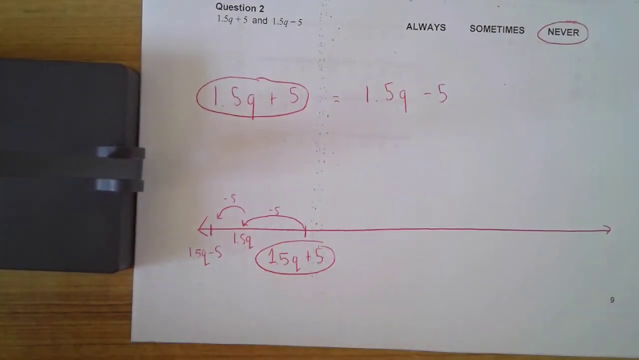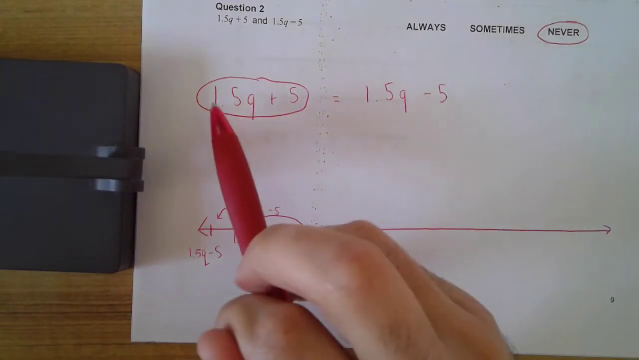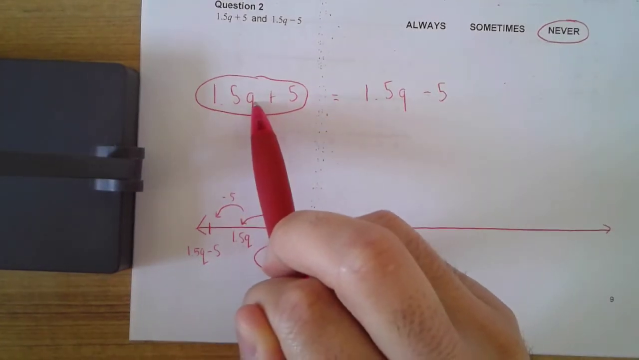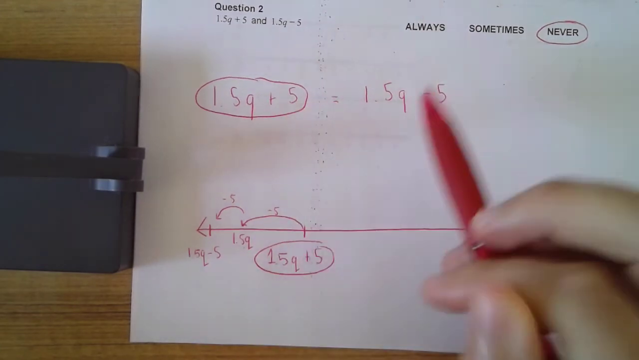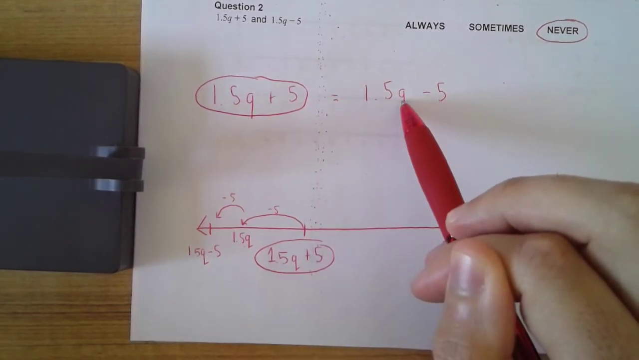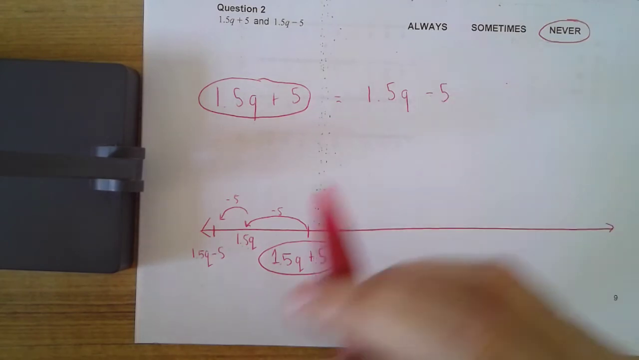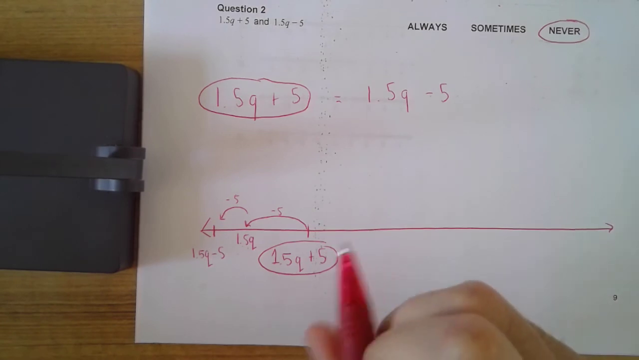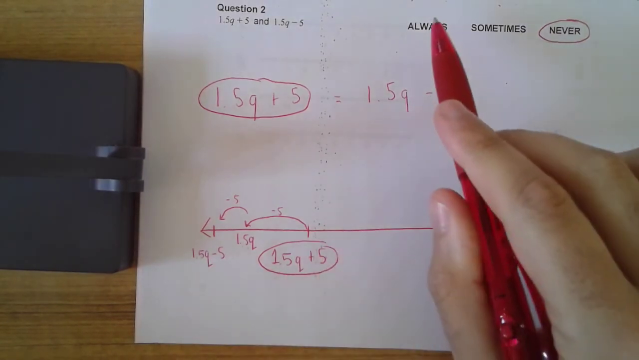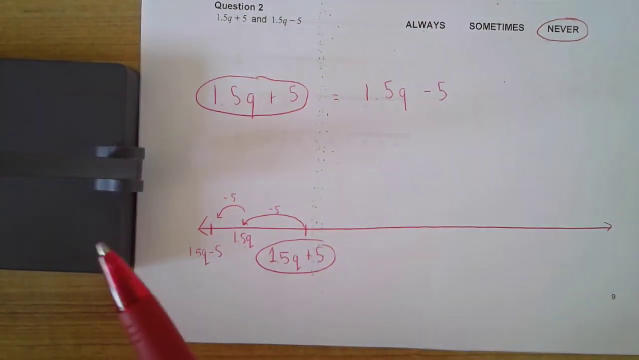Let's try and check our work. If I said q is equal to 1, then we have 1.5 times 1 is 1.5, plus 5 gets me to 6.5. Now, if we do 1.5 times 1, which is 1.5, minus 5, that will get me to negative 3.5. Those answers do not match. So right off the bat, you know that it will never be always, because I just proved that it will not be.